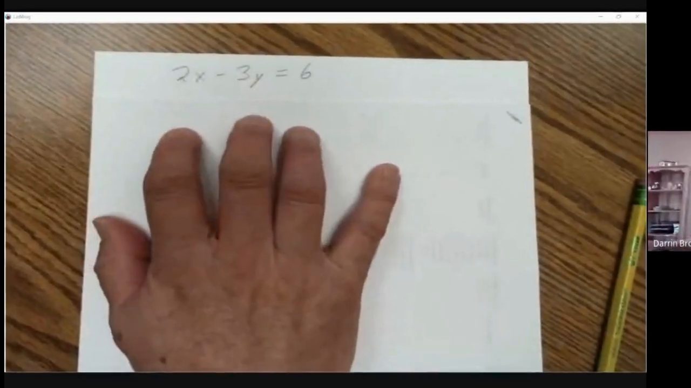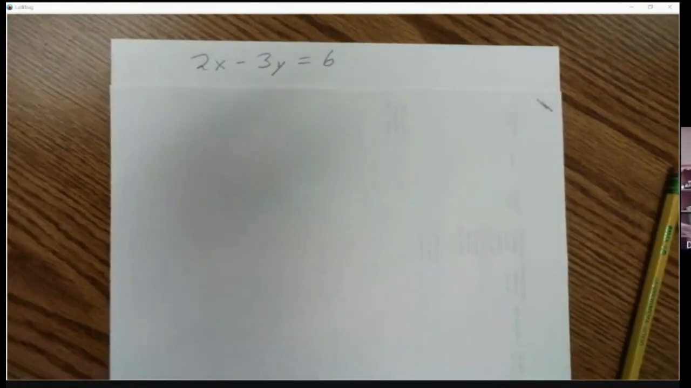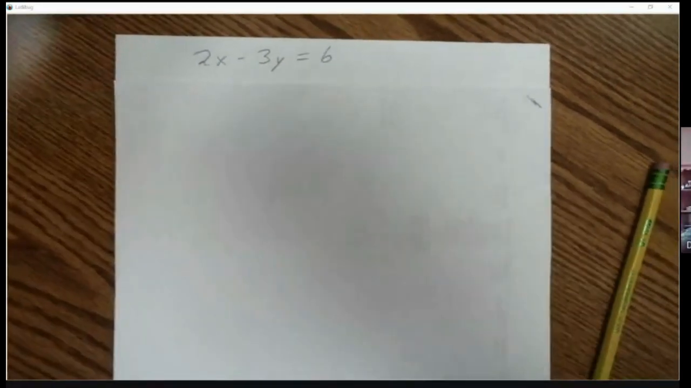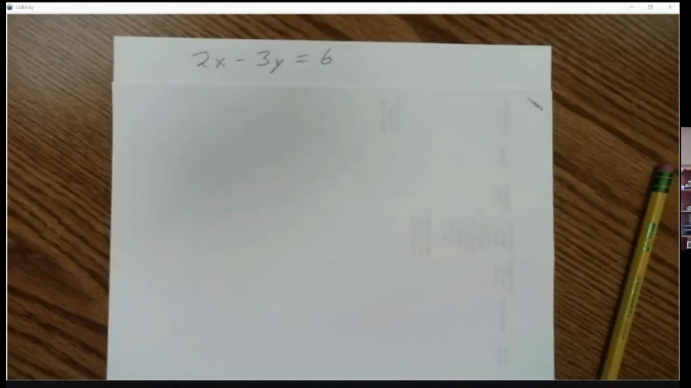So if I put this equation up here, 2x minus 3y equals 6, and I say, what is a solution to that equation? Because we talk about solving a system of equations, solutions, but let's just talk about solving just one equation. Can anyone tell me what it means to find a solution to that equation? You can put it in the chat, or you can turn on your microphone. Yes.